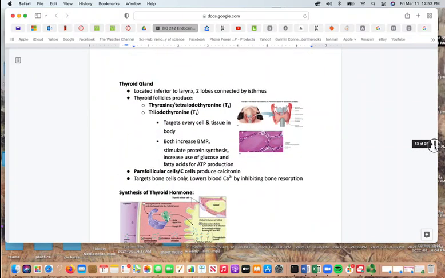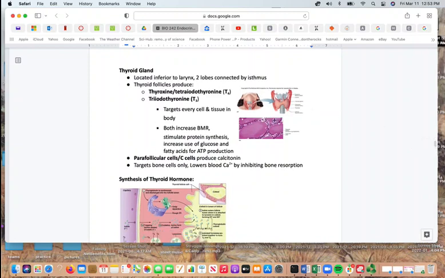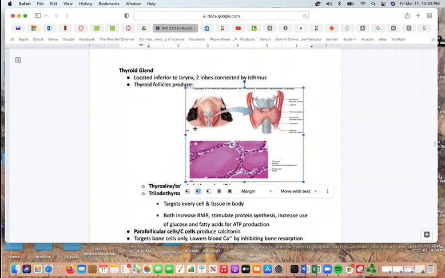So looking at the thyroid gland a little bit more, here we can see some images of it. It's on the anterior side of the neck, kind of a butterfly-shaped gland.